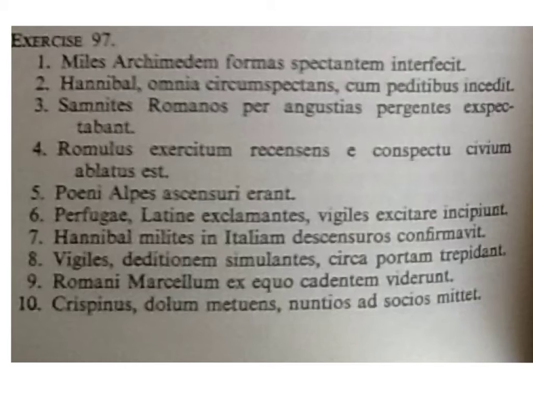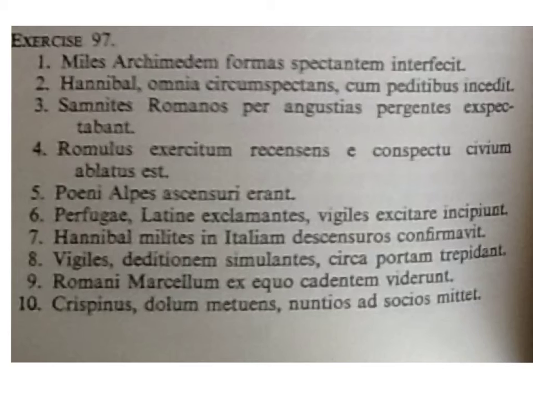Next bit, we've got Romulus. Romulus, recensens exercitum, e conspectu civium ablatus est. Recensens is the present participle. Recenseo is I review. So Romulus, reviewing the army. Recensens agrees with Romulus, so it's in the nominative case. Ablatus est was withdrawn, e conspectu, from the sight of the citizens. Was brought away from the sight, was taken away from the sight of the citizens.